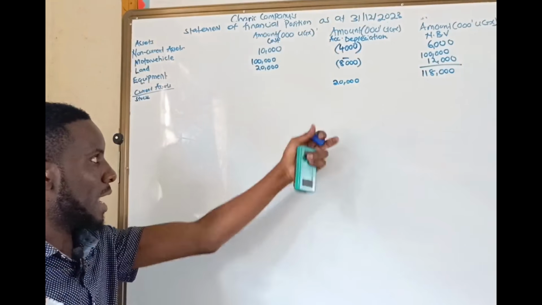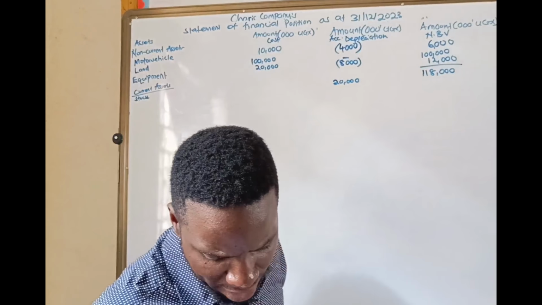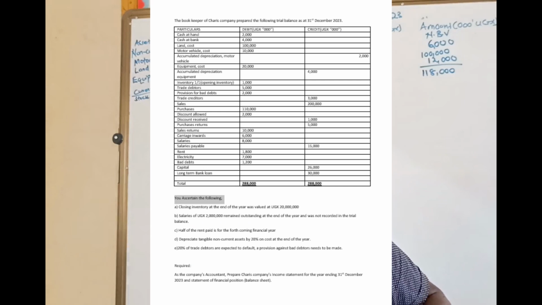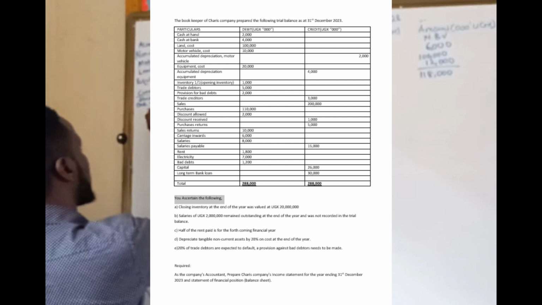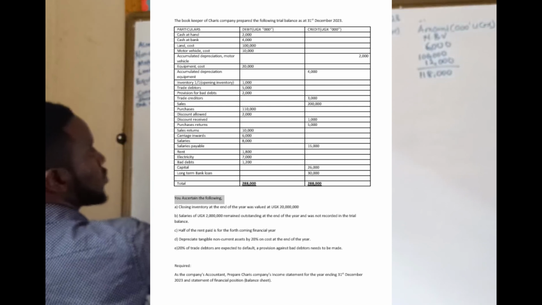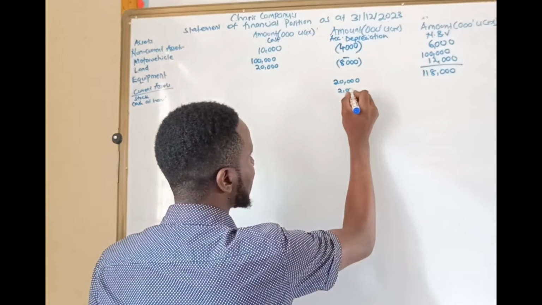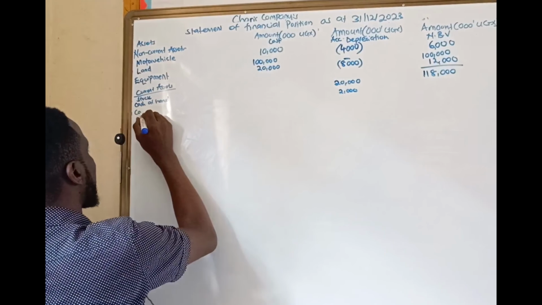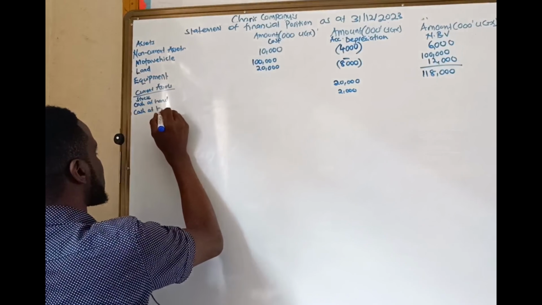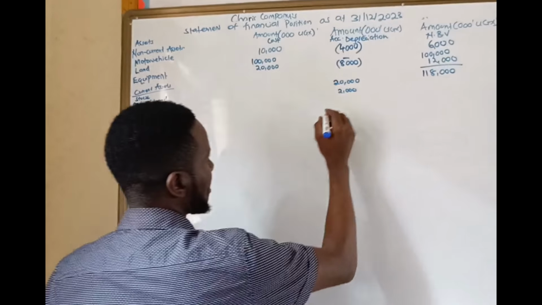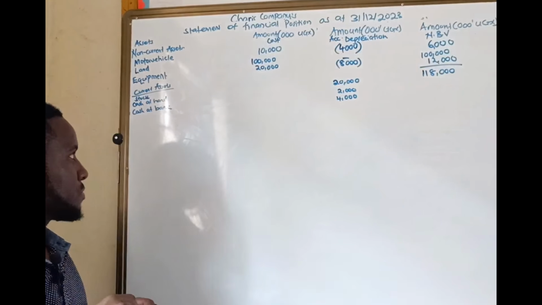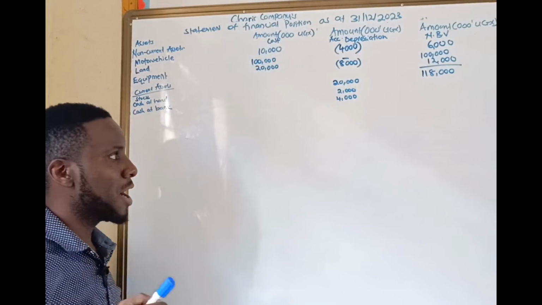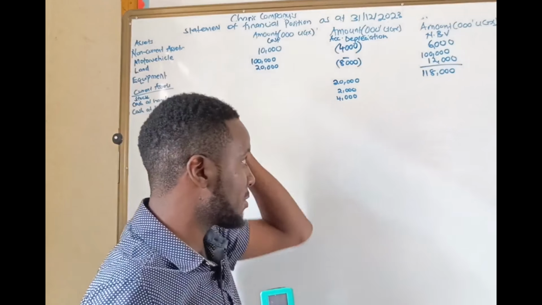Then we come here and say it was worth 20,000. So like that. Now when you check in our trial balance, still we have cash at hand and cash at bank. Now cash at hand, remember it is also current asset. It is worth 2,000. We have cash at bank. It is worth 4,000 as well. So this is how we are supposed to prepare the statement of financial position.